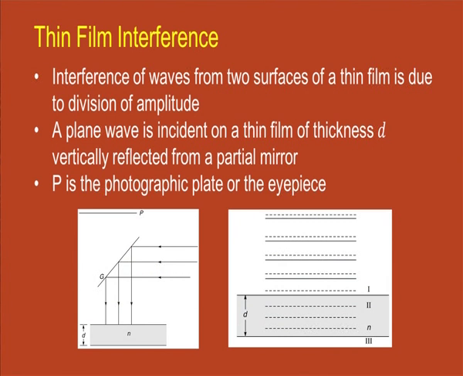Thin film interference. Interference of waves from two surfaces of a thin film is due to division of amplitude. A plane wave is incident on a thin film of thickness d vertically, reflected from a partial mirror, and let P be the photographic plate or the eyepiece. As you can see in the figure in this slide, the position P denotes the position of the eyepiece or photographic plate.